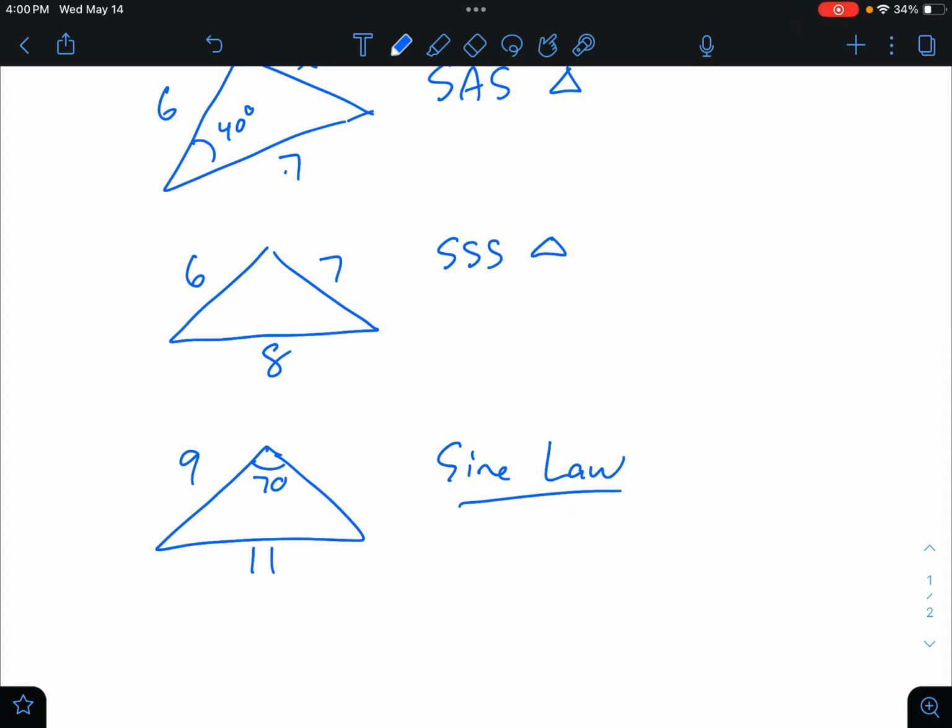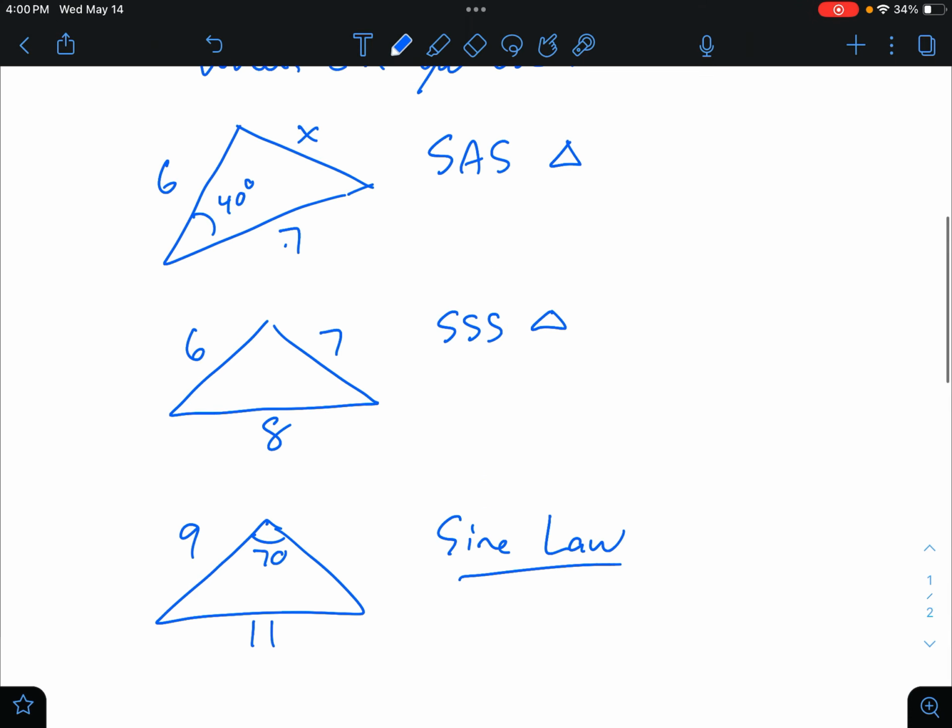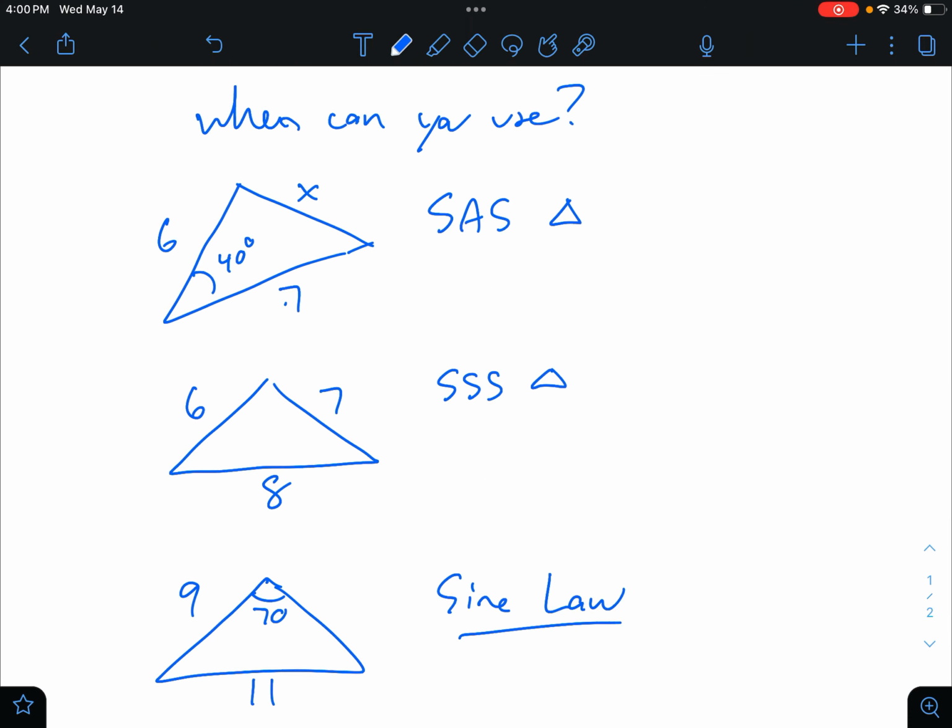And I do have a video on the sine law, but you would not use the cosine law on this triangle. So cosine law is only for these two scenarios. You have to have a side, angle, and a side. The angle has to be in the middle, or it has to be a triangle with all three sides. So let's do an example where I work out one of each of these.